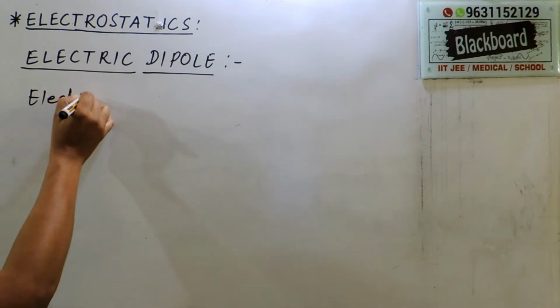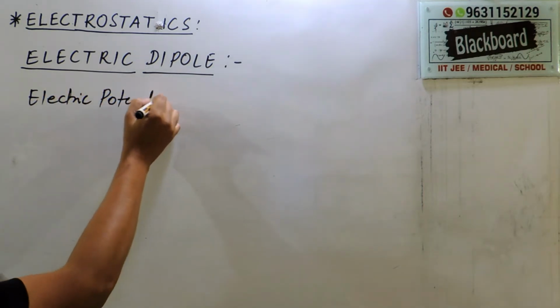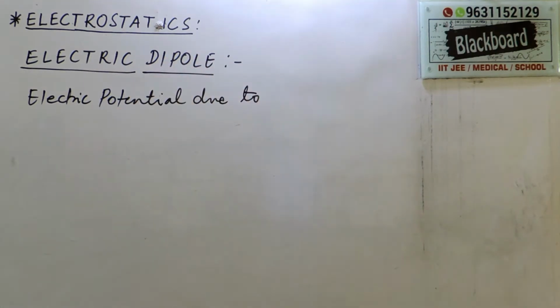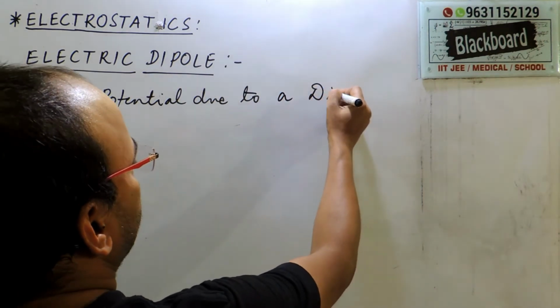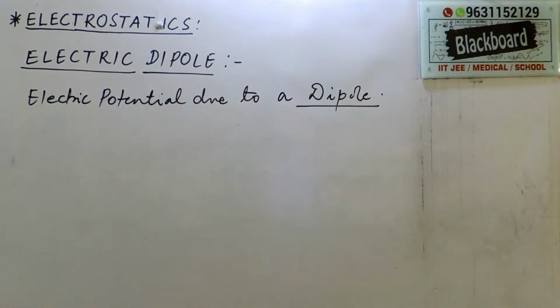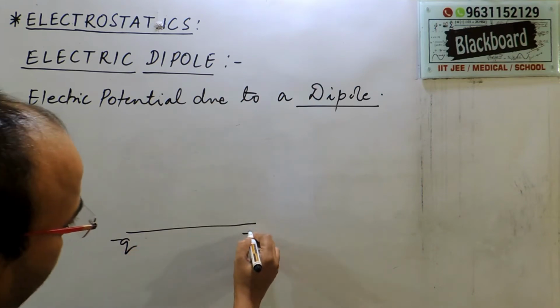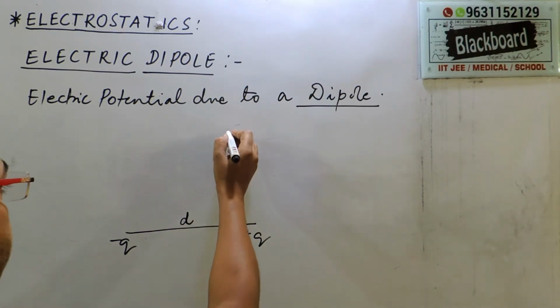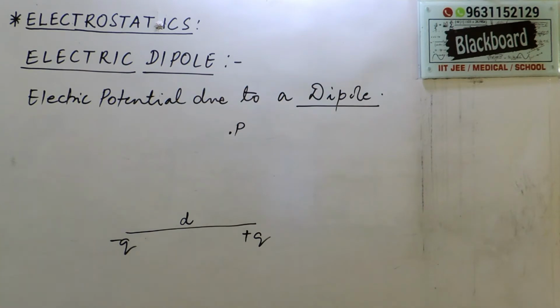Electric potential due to a dipole. Let us talk about what the electric potential due to a dipole will be. Let this be the dipole, this is the negative charge and this is the positive charge, and the distance between the charges is d. We are going to concentrate at point P, any arbitrary point P, at which we are going to find the potential.